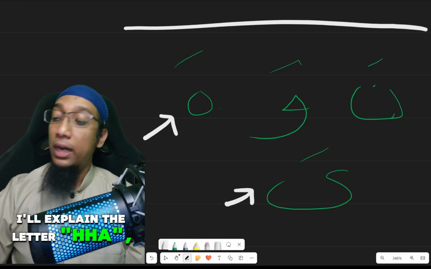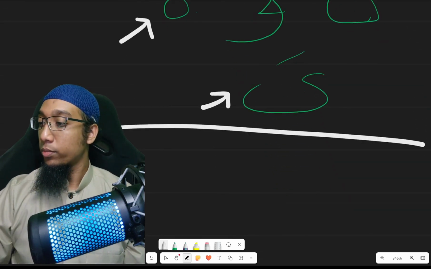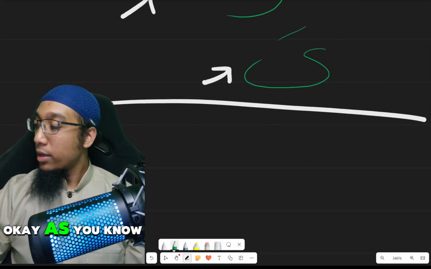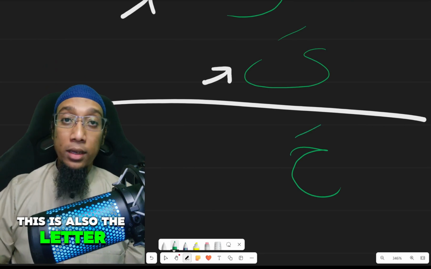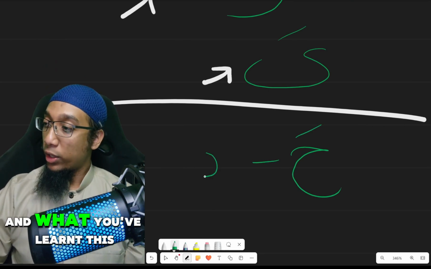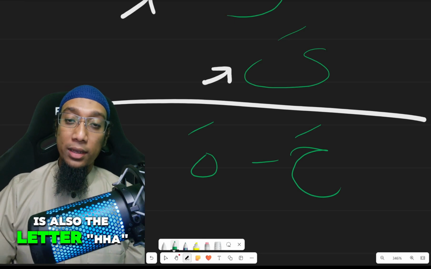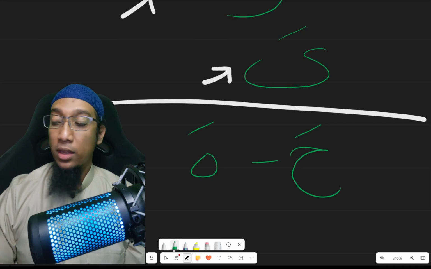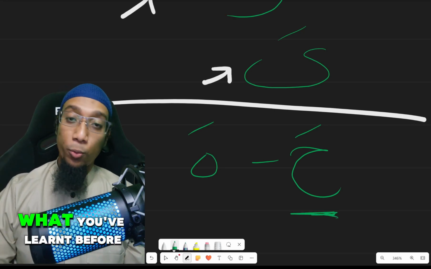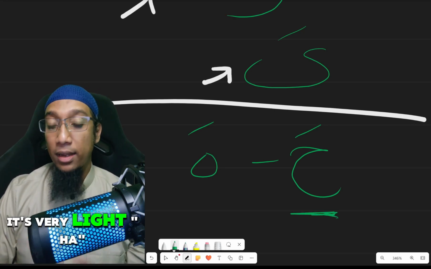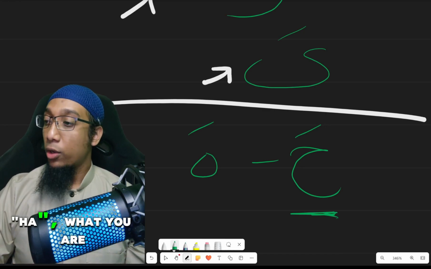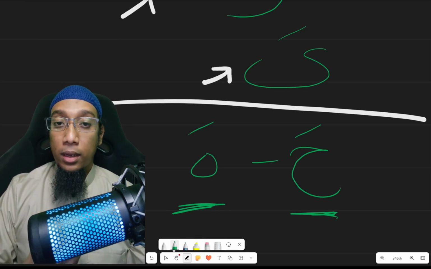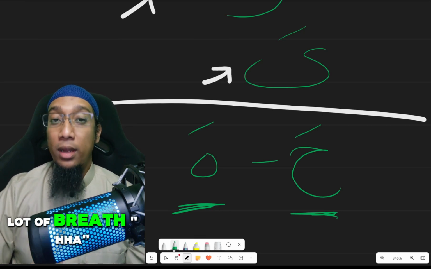I'll explain the letter Ha first. As you know, this is also the letter Ha. And what you've learned, this is also the letter Ha. But there's a difference in pronunciation. The first one, what you've learned before, is very light. Ha. What you are learning right now, which is this one, is actually very thick. Ha. Ha. It requires a lot of breath. Ha.